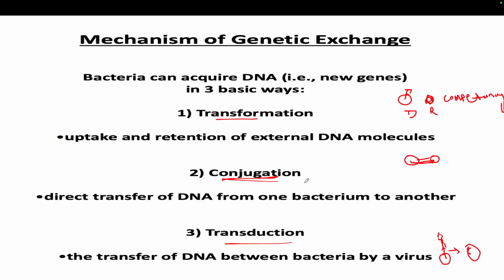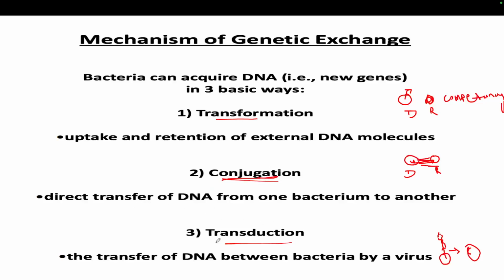In conjugation, close proximity is required between two cells. This is the donor cell and this is the recipient cell. When they come close together, they create a channel between them, so that the DNA can be transferred from donor to recipient. This method is called conjugation, and it is the direct transfer of DNA from one bacteria to another bacteria.